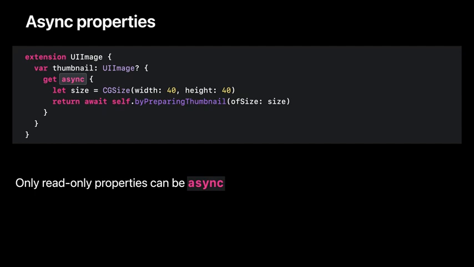As of Swift 5.5, property getters can also throw. And like with async function signatures, if a property is both async and throws, the async keyword goes right before throws. Second, the property has no setter. Only read-only properties can be async. In functions, properties, and initializers, await can be used on expressions to indicate where the function might unblock the thread.